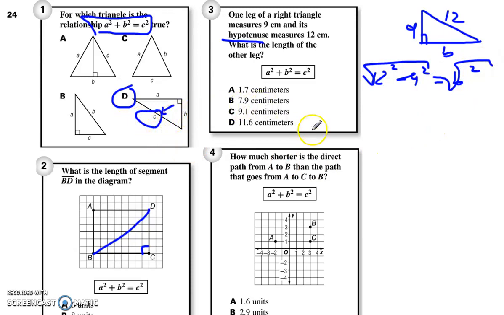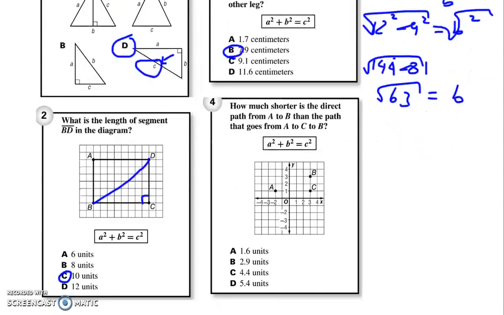There's nothing to it, to find the measure, even if you know the longest side. So then you would get 144 minus 81, and that is 63. I don't know that off the top of my head, but I know that the square root of 64 is 8, so it's got to be a little bit less than 8, so it's 7.9.